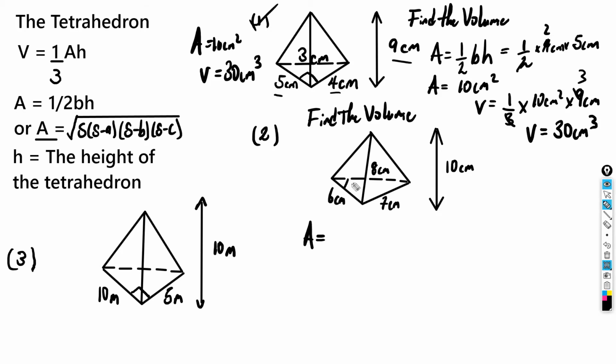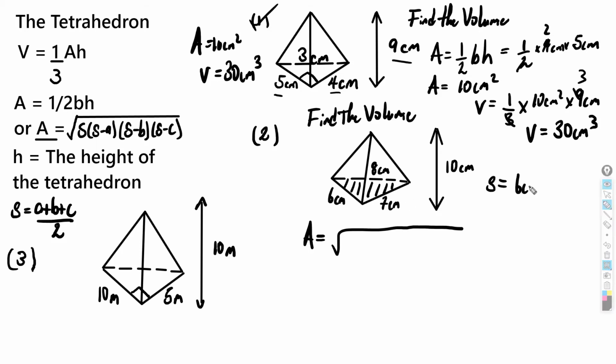So we need to find the volume, not the volume, sorry, the area of this triangle here. So it would be the square root of S, where S is equal to A plus B plus C over 2. S is the semi-perimeter, all right? And it's equal to 6 centimeters plus 8 centimeters plus 7 centimeters all over 2.